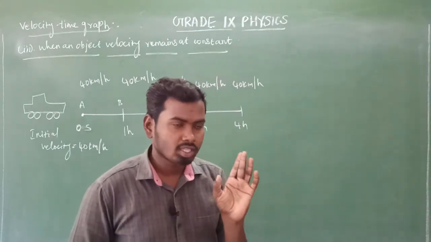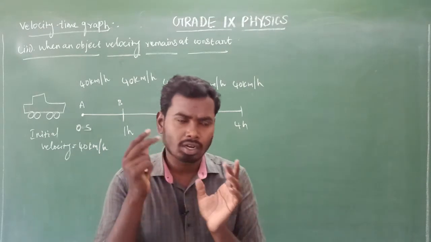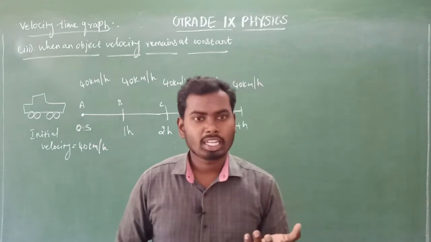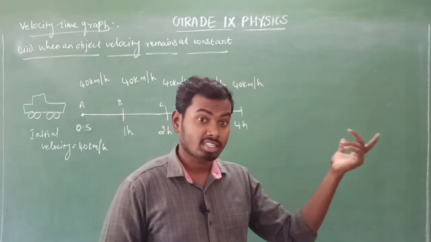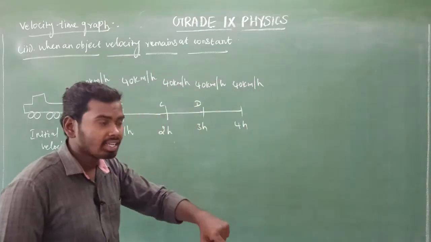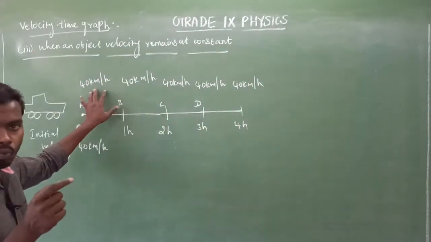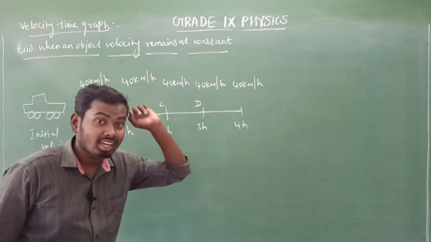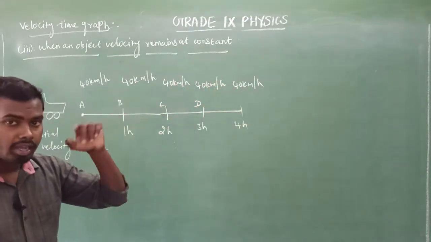Okay, am I right? Yes. In the first interval of time the velocity may be 10 meters per second, next 20 meters per second, next 30 meters per second, next 40 meters per second. That is uniform acceleration. But in constant velocity, whatever the time, the velocity remains the same, that is 40 km per hour. That is constant. Okay, I'll explain in Tamil.